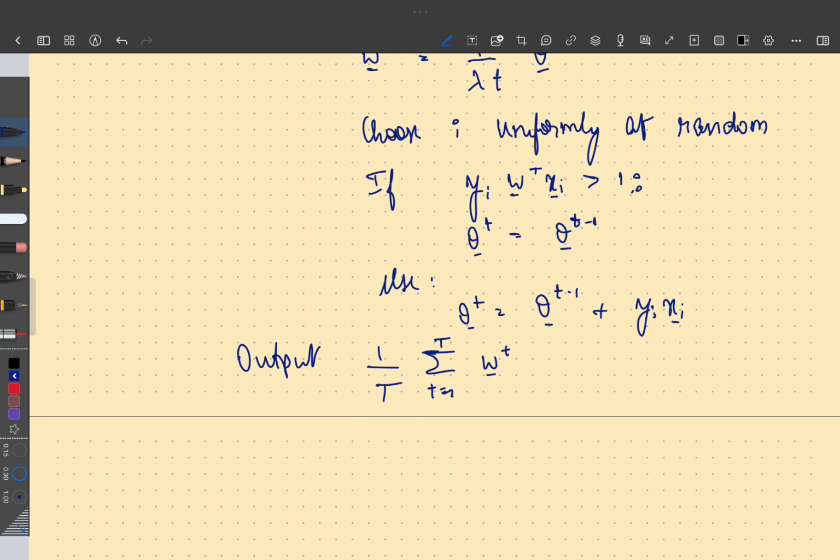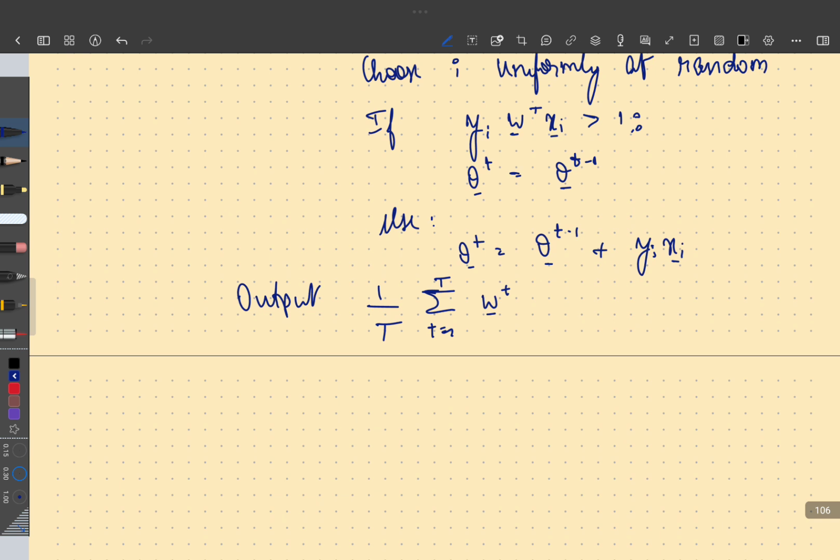Yi is a scalar, xi is a vector, yes. Yi is either plus 1 or minus 1. Right? So what is the sample complexity of the algorithms that we saw?